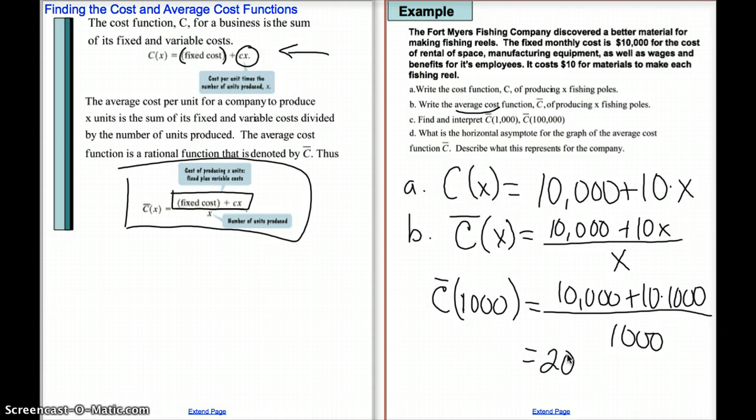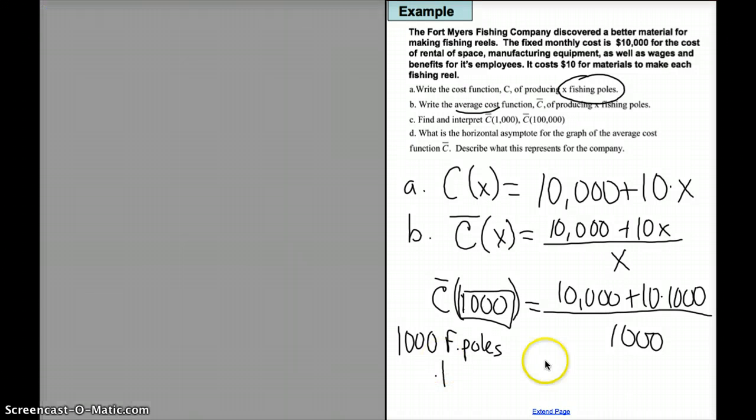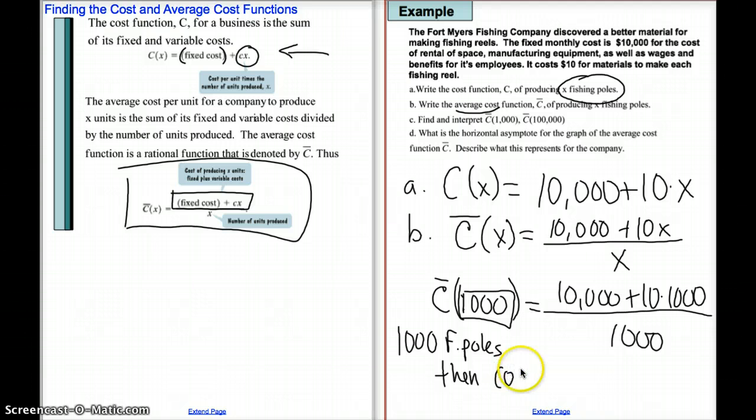So what does that mean? Let's go back to the problem: x represents the number of fishing poles. So when we produce 1,000 fishing poles, the average cost per pole is $20. That's not too bad. We'd probably have to sell them a little bit higher so we can make a profit, but if we make 1,000 fishing poles, then the cost would be $20 per pole.